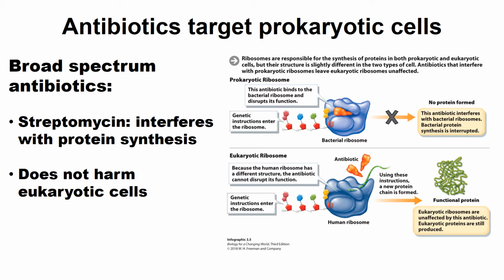And the beautiful part about streptomycin is that, just like penicillin, it only harms the bacteria without harming your cells. The reason for that is that even though the cells in your body have ribosomes, the ribosomes found in your eukaryotic cells are different from the ribosomes found in the prokaryotic cells, or bacterial cells.